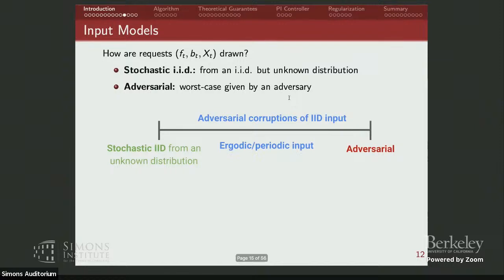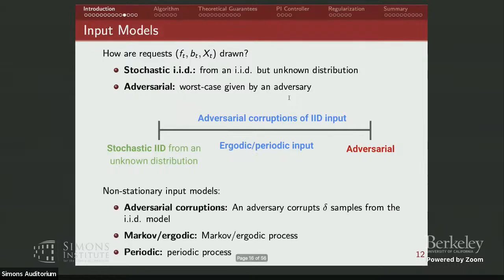These are actually two extremes, one is IID, one is arbitrary. In practice, it is neither stochastic IID nor adversarial. It is something in between. It is maybe adversarial corruption with IID. I can also talk about two other input models, a Markov process and a periodic model. These are three non-stationary models in between these two settings.